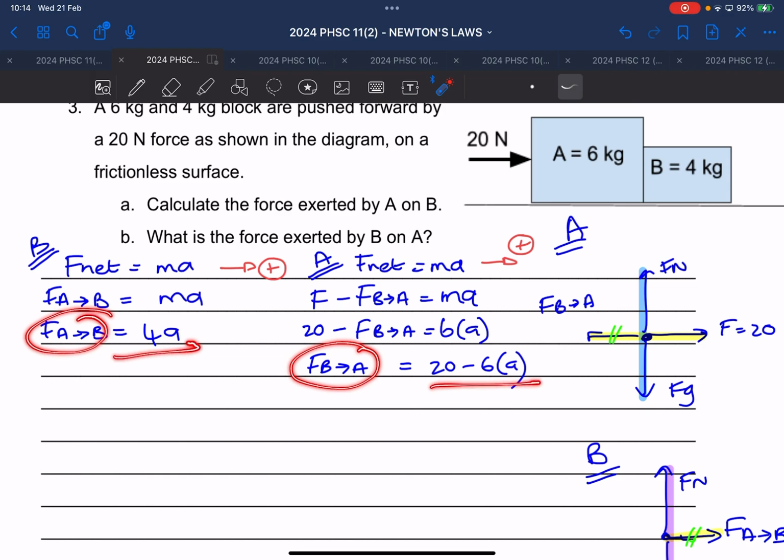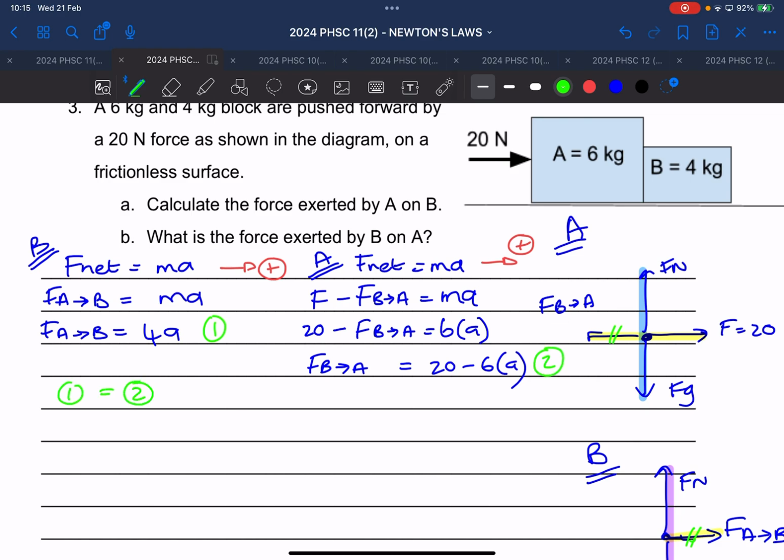Simultaneous solving of equations, or what do you call it in mathematics? Something like that. So I'm going to say let this be 1, let this be 2, and then I'm going to say let 1 be equal to 2.